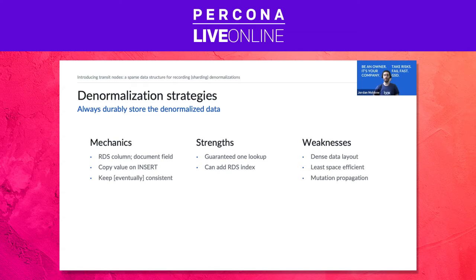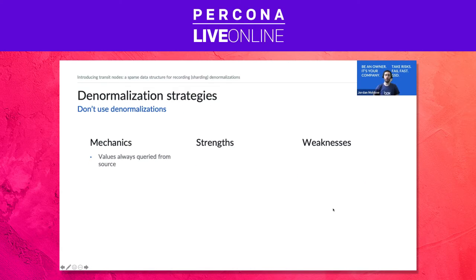But the data is very dense. This is the least space efficient solution, and it has complications with mutation propagation. But in our case, it was the space efficiency that was the thing that we really wanted to solve. On the polar opposite end, you could just not use denormalizations. It's very space efficient, but it's very computationally expensive to read the related data. So that was a no-go for us, especially since this doesn't allow per record mutations, which was a key requirement for us.